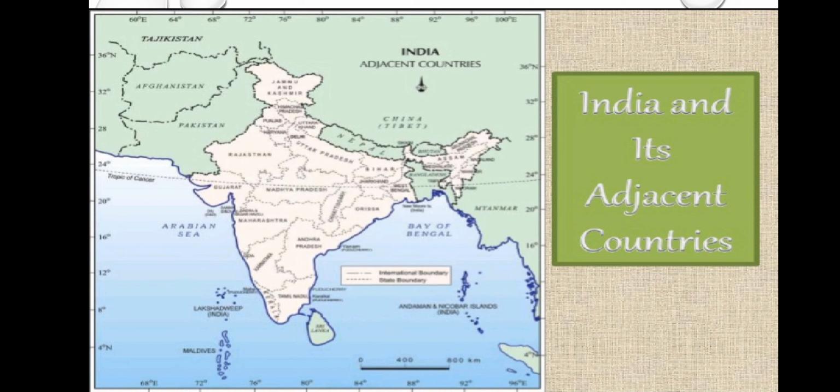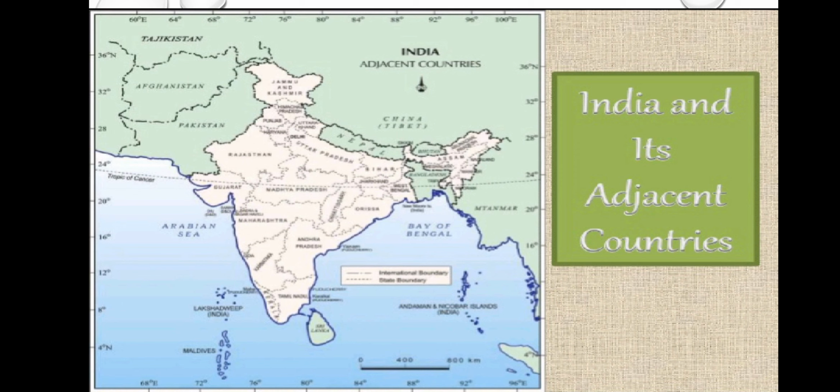Moving towards the next topic. Next topic is India and its adjacent countries. India occupies an important strategic position in South Asia. India shares its land boundaries with Pakistan, Afghanistan in the northwest, China, Nepal and Bhutan in the north, and Myanmar and Bangladesh in the east.